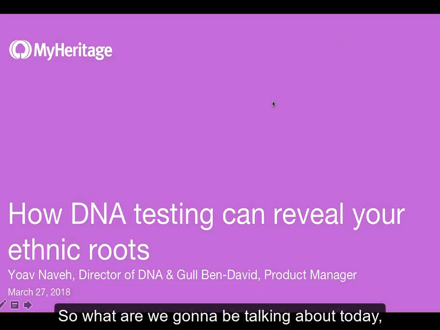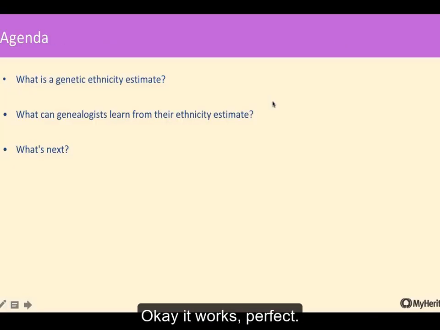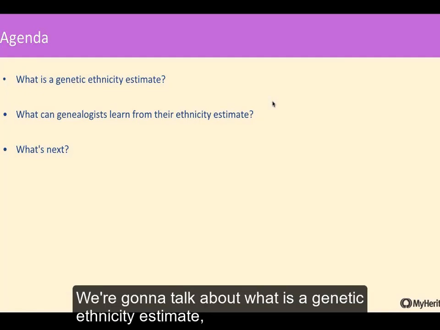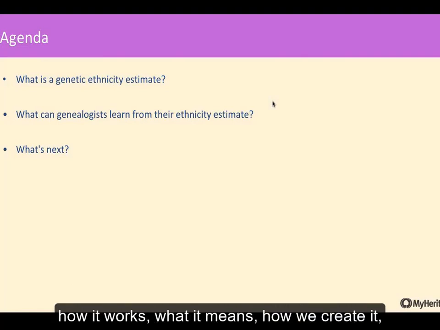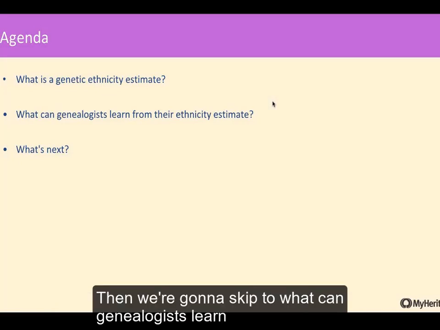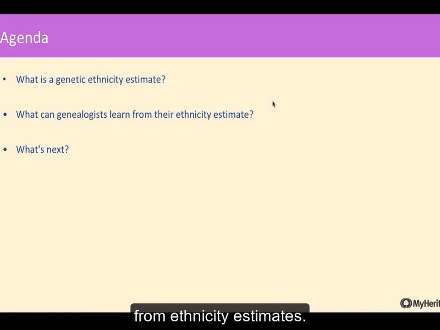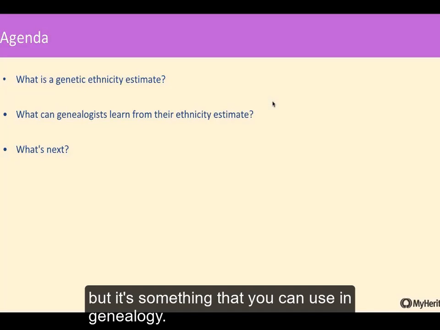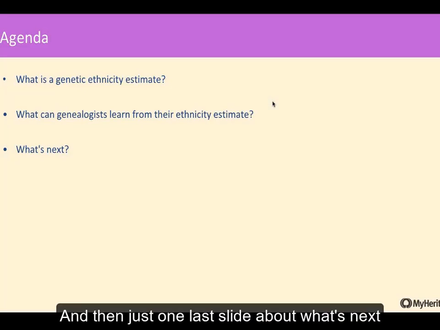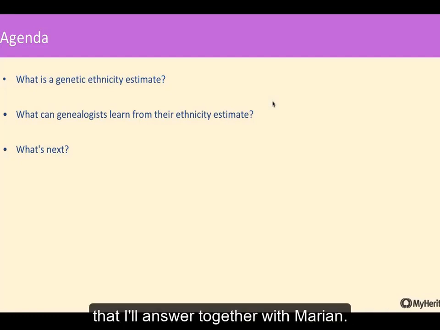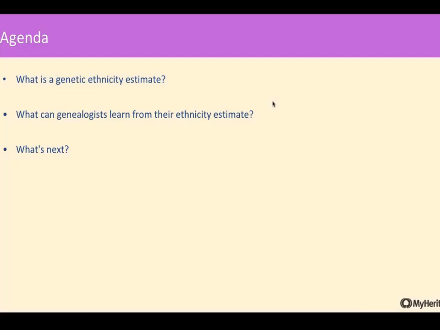So what are we going to be talking about today? Just a second, let's see. Okay, it works. Perfect. So basically, a very simple agenda. We're going to talk about what a genetic ethnicity estimate is, how it works, what it means, how we create it, how we model it, and everything in that area. Then we're going to skip to what genealogists can learn from the ethnicity estimate. So it's not just a standalone feature, but something that you can use in genealogy. And then just one last slide about what's next in MyHeritage. And again, after that, questions and answers that I'll answer together with Marian.